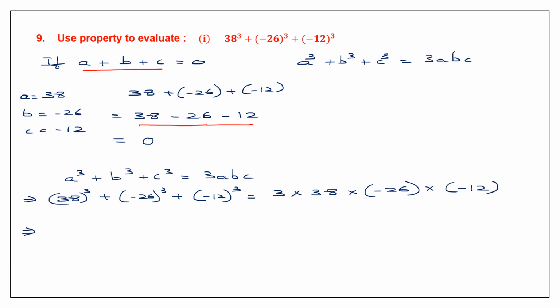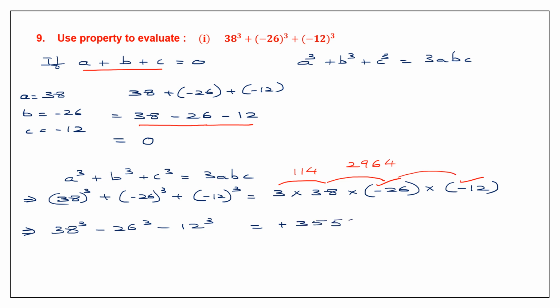So this will be 38 cube minus 26 cube minus 12 cube is equal to. Now first let's multiply the signs. Minus into minus will give us plus. Now let's multiply the numbers. 3 into 38 is 114. When we multiply it with 26, we get 2964. Now we multiply it with 12, and that will give us 35,568. So this is our final answer. So we don't have to multiply 38 three times and then 26 three times and then 12 three times. Instead, straight away we can do 3 into a into b into c. So this is our answer.